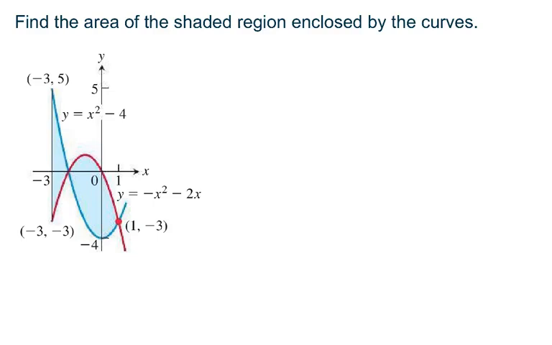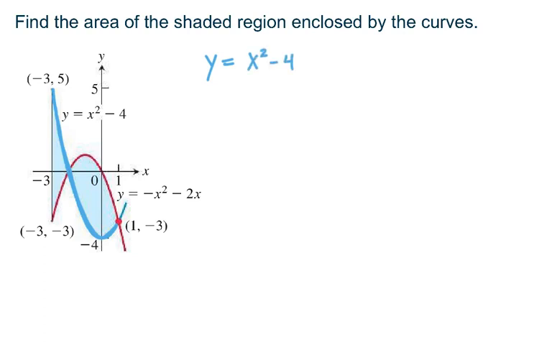Here we're going to find the area of the shaded region enclosed by the curves. So we have two curves. I have this blue curve, y equals x squared minus 4. Sometimes it is above and sometimes it's below.